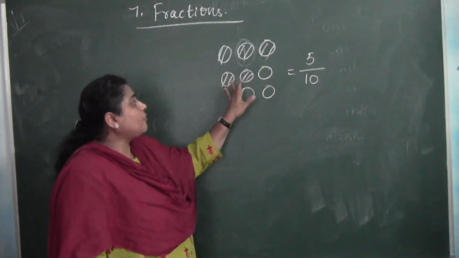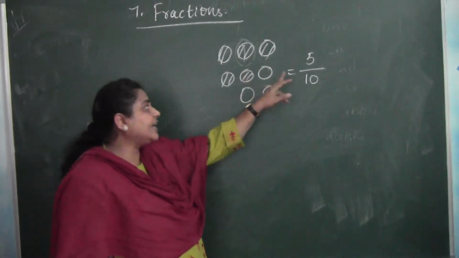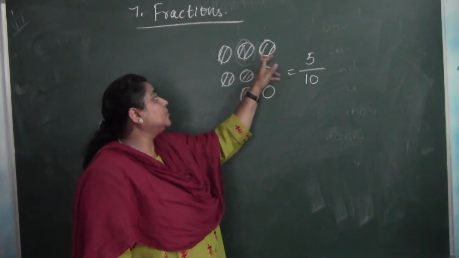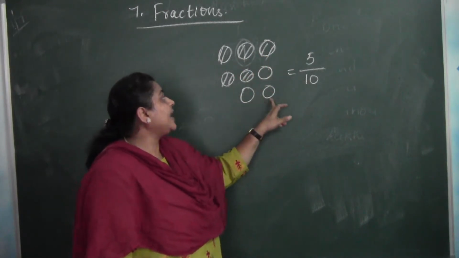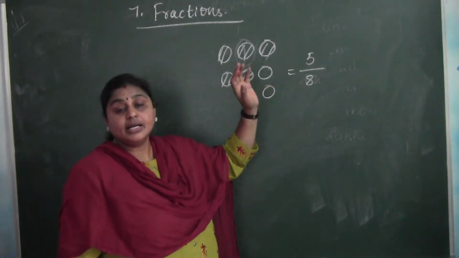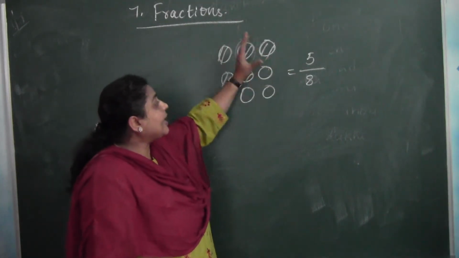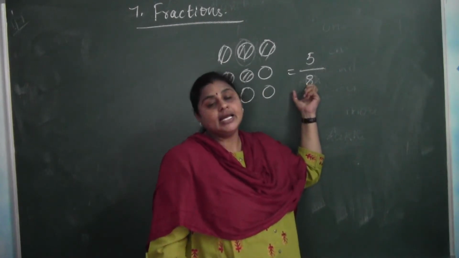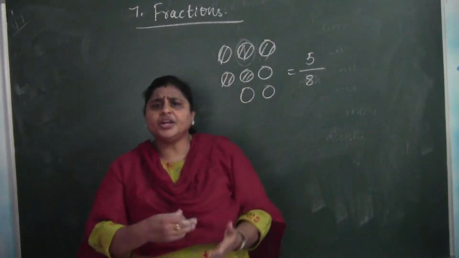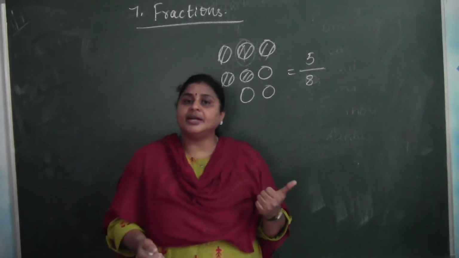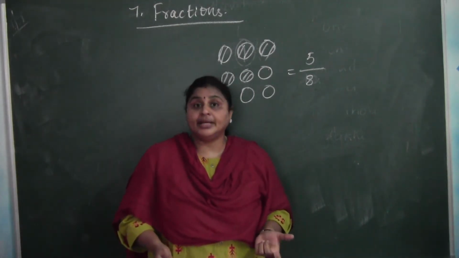5 parts I have shaded, that is the numerator. The total parts, how many are there? 1, 2, 3, 4, 5, 6, 7, 8. I'm sorry, 8. So 8 is the denominator. From the complete whole you have taken 5 parts, that is the fraction 5 by 8. Got it? So this is what you learn till grade 5. A fraction has two parts, the numerator as well as the denominator.